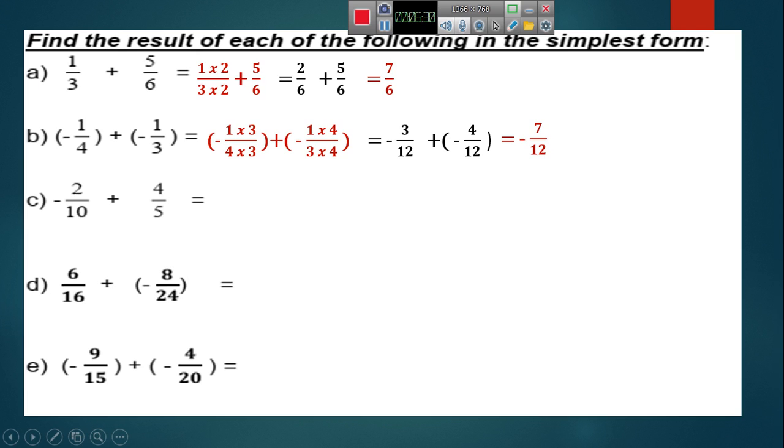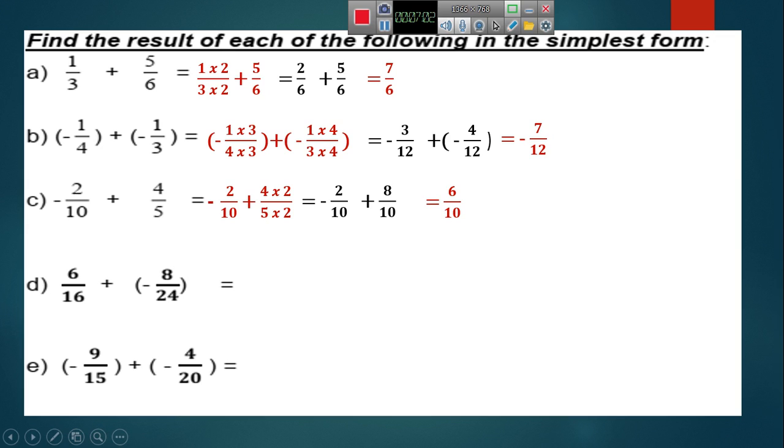Here also we have two fractions with different denominators. This one, 4 over 5, we need to make it the same denominator, 10. So we will multiply this fraction by 2, numerator and denominator, to get 8 over 10. So negative 2 over 10 plus 8 over 10, we will get 6 over 10, because here the two fractions have different signs. So we will subtract them to get 6 over 10.